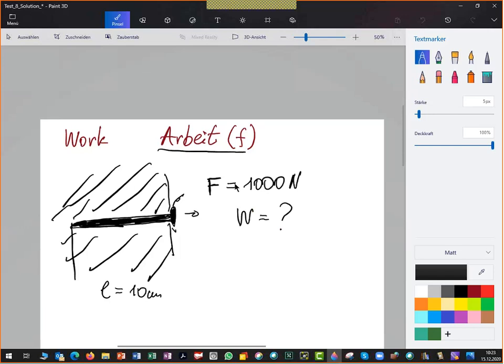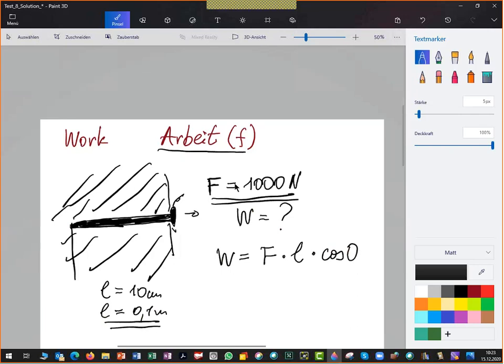At first glance, the problem seems to be easy, right? So you say, well, it's sort of easy. I have L, which is equal to 0.1 meters, so I have my displacement. I have my force, which is 1000 Newton, and we talked today that work is a scalar product of force multiplied by displacement multiplied by the cosine of the angle between them, but in this case it is cosine of 0. That means the formula will collapse into F multiplied by L. Seems to be fine, but it is a wrong solution.